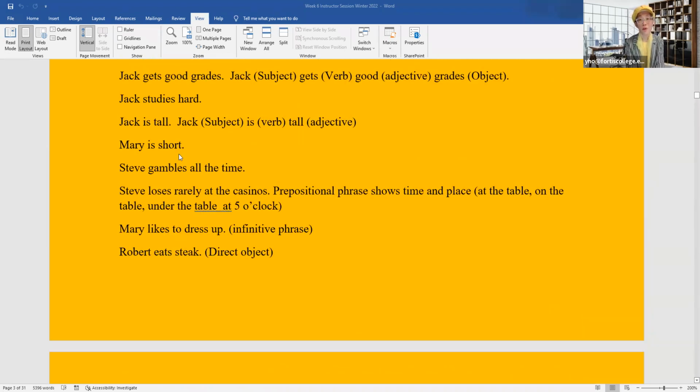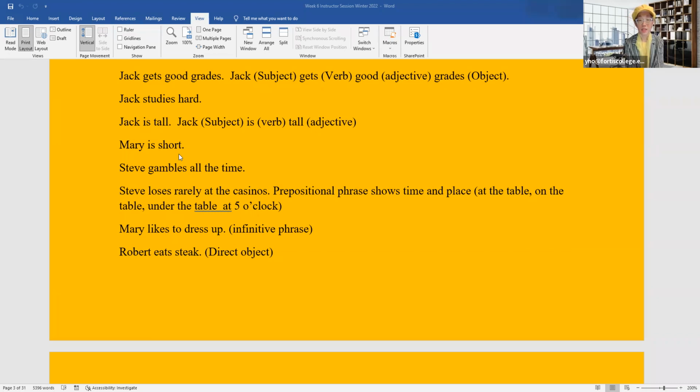Steve gambles all the time. Steve is the subject, gambles is the verb, and all the time is the preposition of time, an adverb phrase of time. And then you can also have as your simple sentence, subject, Steve, loses, verb, rarely, adverb, at the casinos, which is a prepositional phrase. And so a prepositional phrase always shows time and place, like at the table, on the table, under the table.